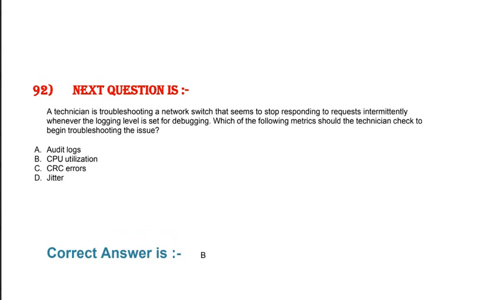Question is, a technician is troubleshooting a network switch that seems to stop responding to requests intermittently whenever the logging level is set for debugging. Which of the following metrics should the technician check to begin troubleshooting the issue? Option A, audit logs. Option B, CPU utilization. Option C, CRC errors. Option D, jitter. Correct answer is option B.